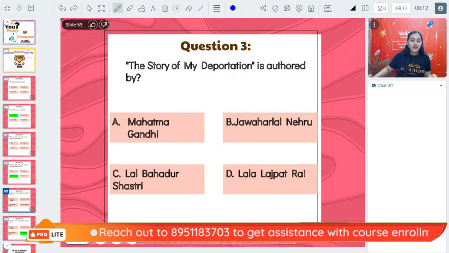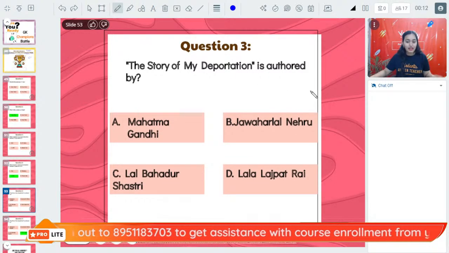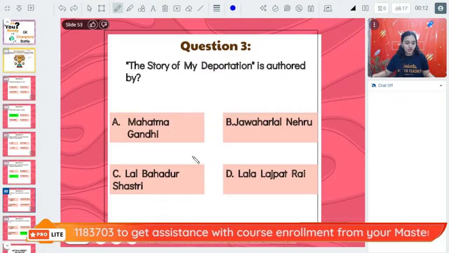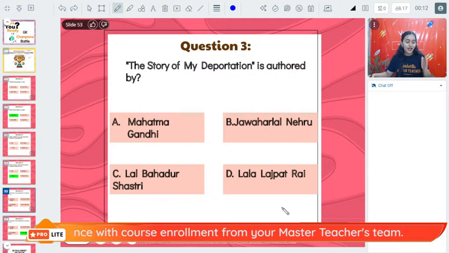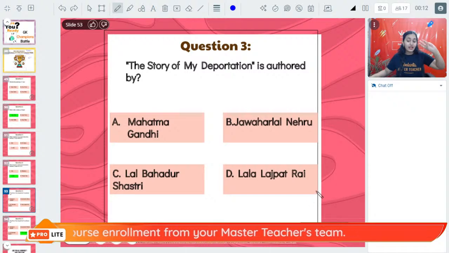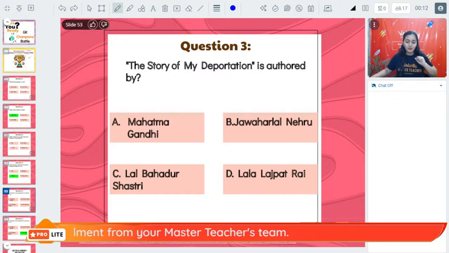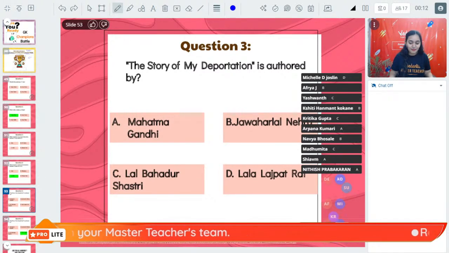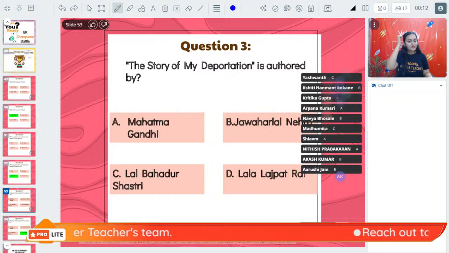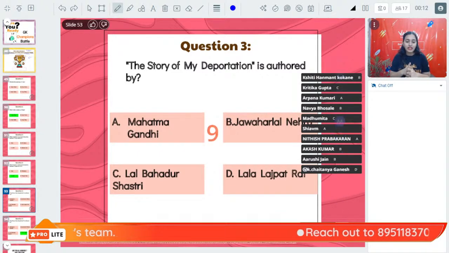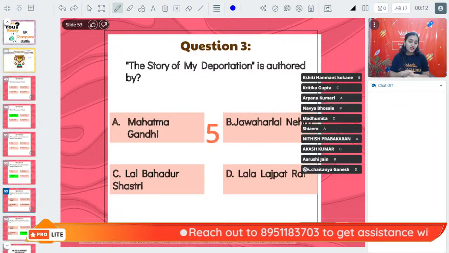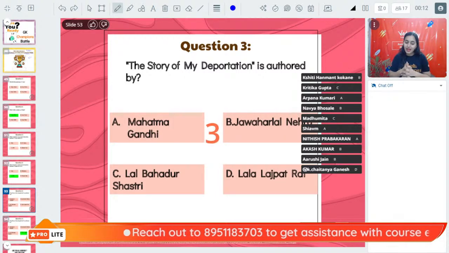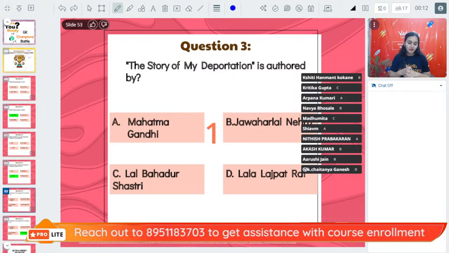The story of my deportation is authored by Dash. Mahatma Gandhi, Jawaharlal Nehru, Lal Bahadur Shastri, or Lala Lajpat Rai. Ready? 3, 2, 1, go. Let's see who all answer it correctly. The story of my deportation is authored by Dash. It's a very famous book. You might have heard it. You might be able to answer it.